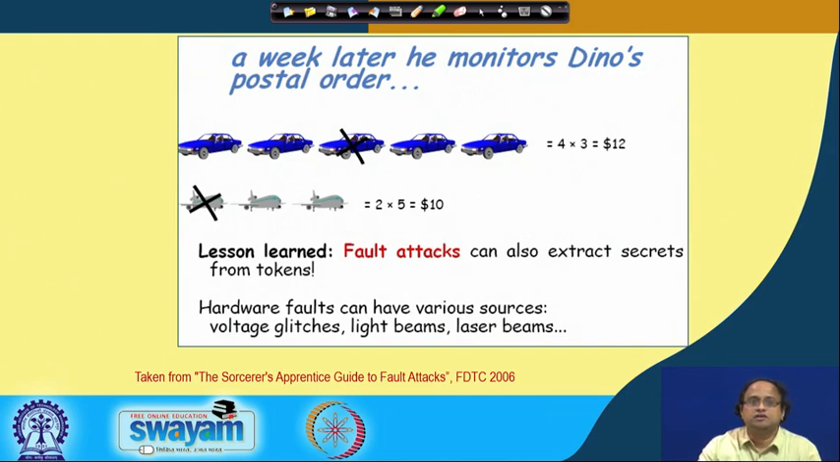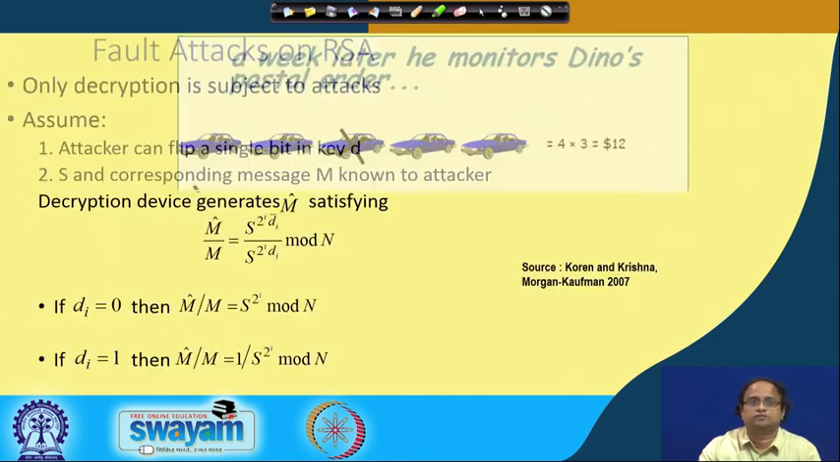So hardware faults can have various sources. For example, they can be induced by voltage glitches, by light beams, by laser beams, and many other ways. You can probably envisage that if the system gets more and more complex, then the chances of having faults also increase. What we are studying here is that fault tolerance is extremely important in the context of cryptography, because not only do you get a faulty execution, but you also divulge your secret key. Therefore it is of paramount importance.